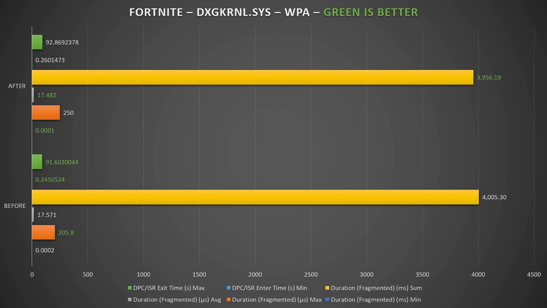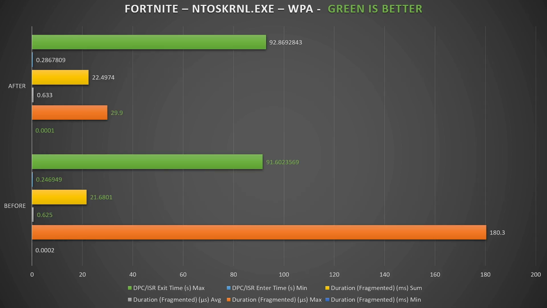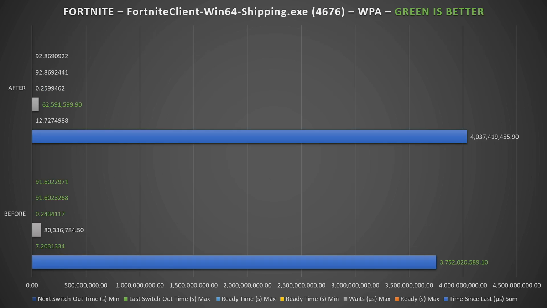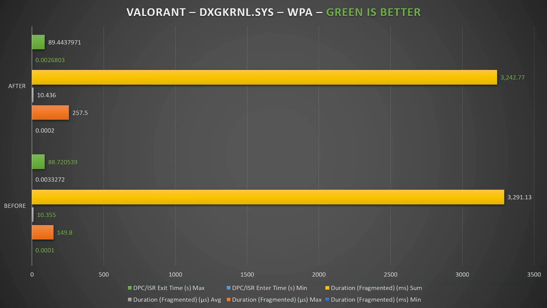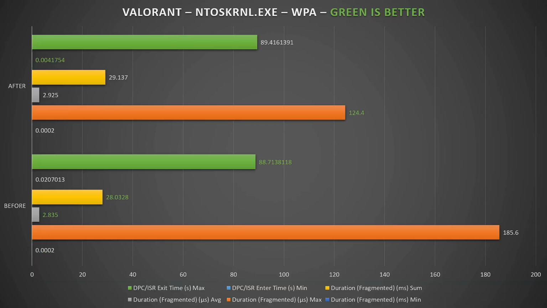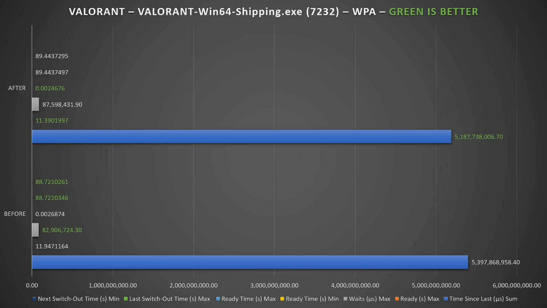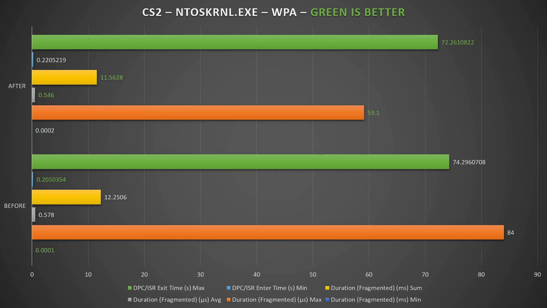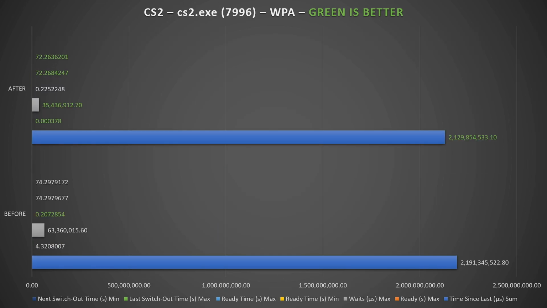In direct kernel, we don't see, again, any huge improvement or any improvement at all. Same thing for Entos kernel, same thing for AMD driver, same thing for the Fortnite executable. In Valorant, we have the same concept for all drivers and for the executable of Valorant. And lastly, in Windows Performance Analyzer for CS2, same thing again. For that reason, I'm skipping past those slides. And we're coming to the conclusion.